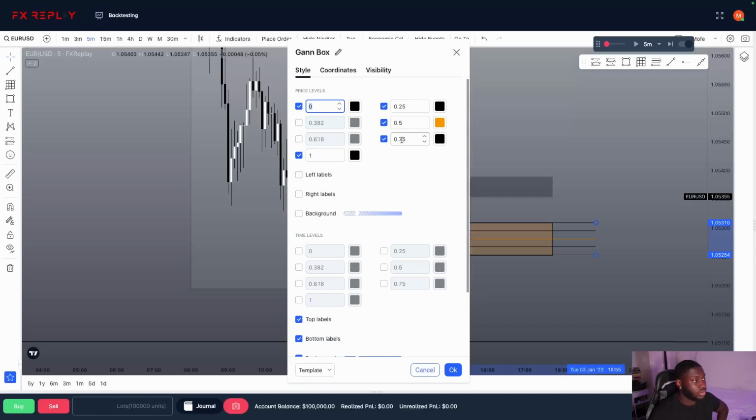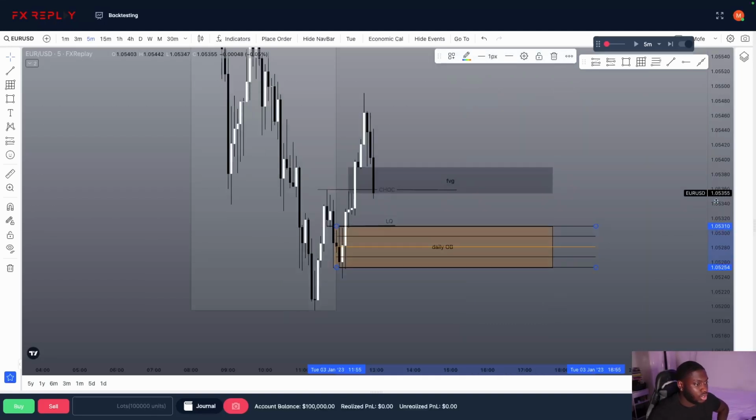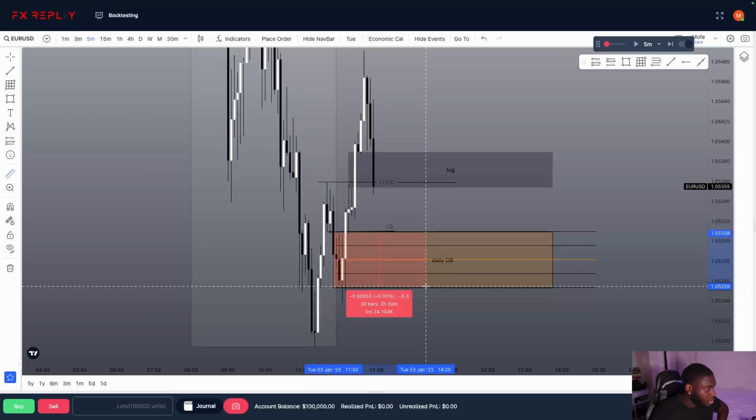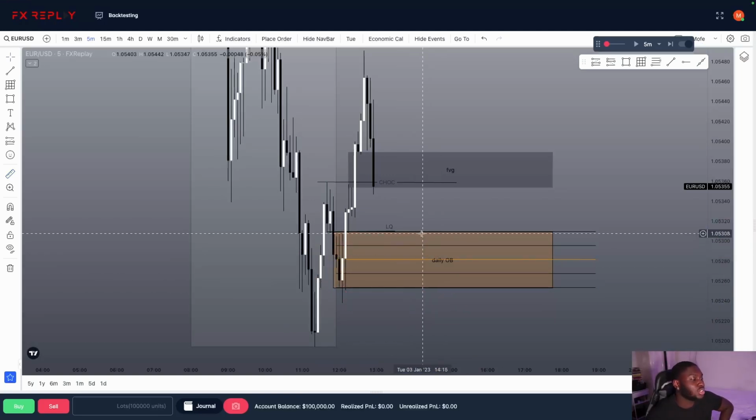The 0.25, the 0.5, the 0.75, this is not really relevant. These are just so it looks good. But yeah, this is literally what it is. So this candle, when we measured it out, was how big? 5.3.